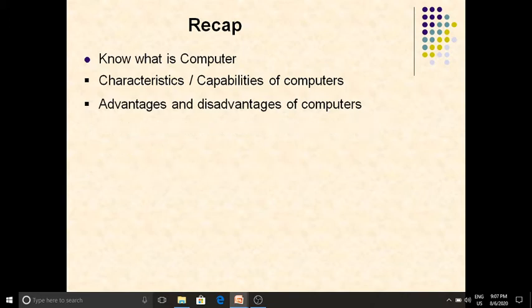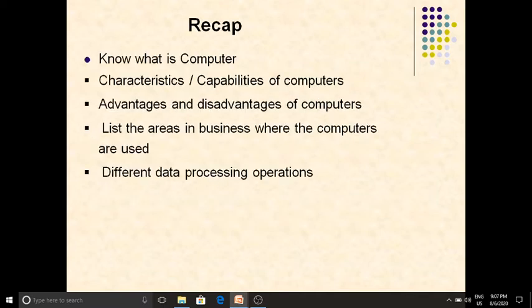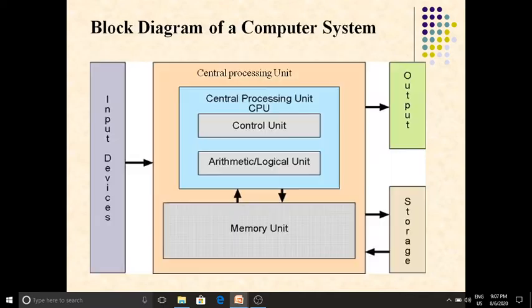Now in today's class, we will be discussing how to draw the block diagram of a computer, what are the functions of each unit, and how to define hardware, software, firmware, and various hardware components of a computer. What are the various hardware components of a computer? Now let us go to the actual topic.